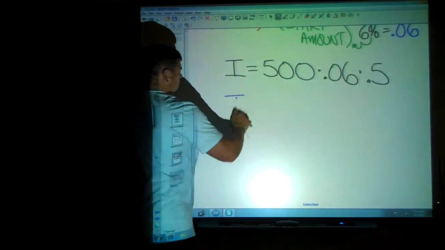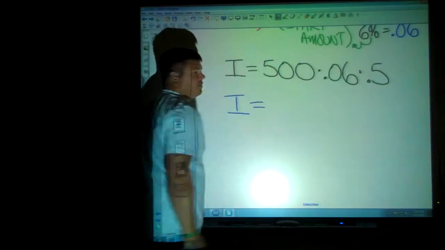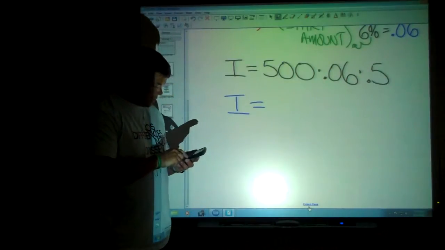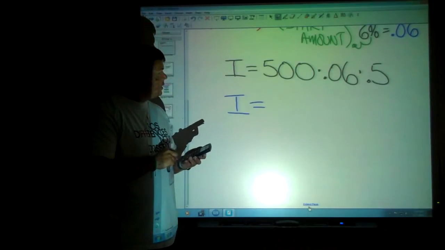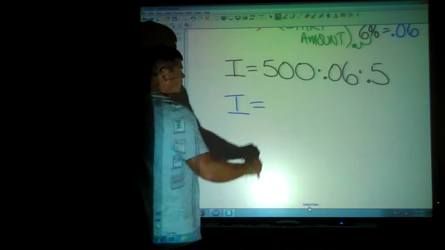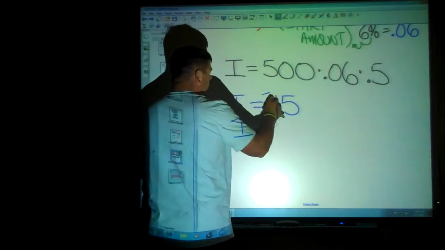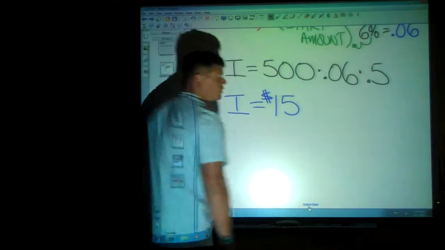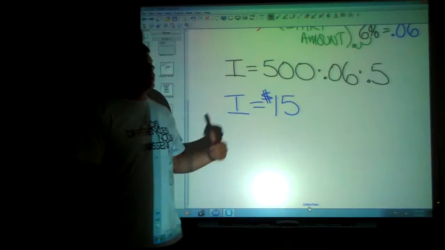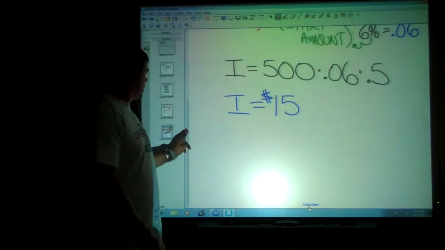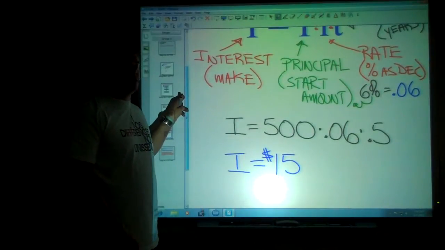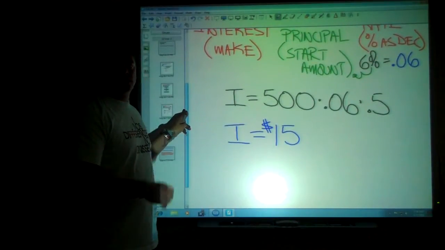All we have to do then is multiply those 3 values. That's evaluating. We would say 500 times 0.06 times 0.5 is 15. This is simple interest, it's not compound interest. If we were to take $500, put it into an account, making 6% a year, in half of a year, our money would have made us $15. That would be the simple interest calculation.